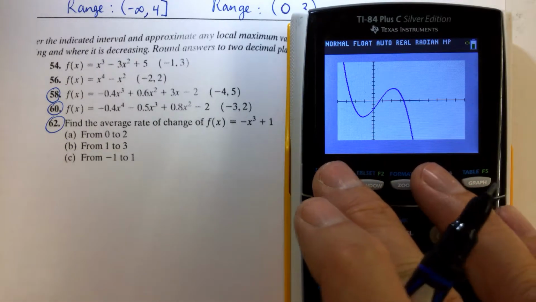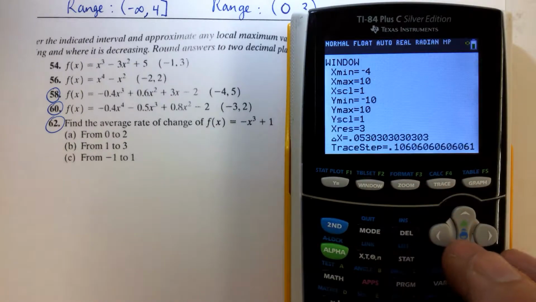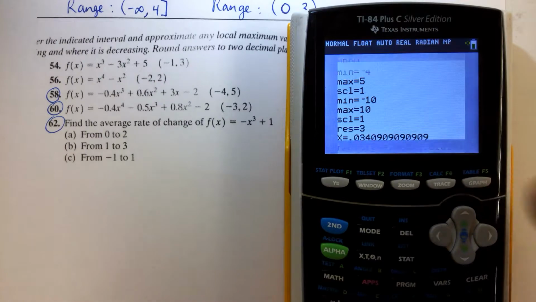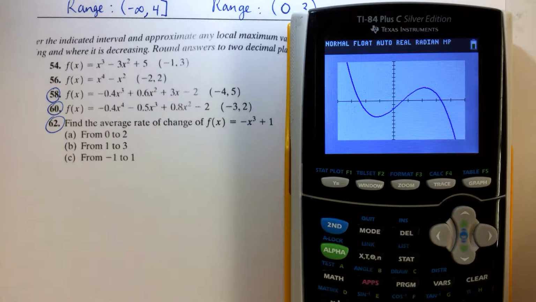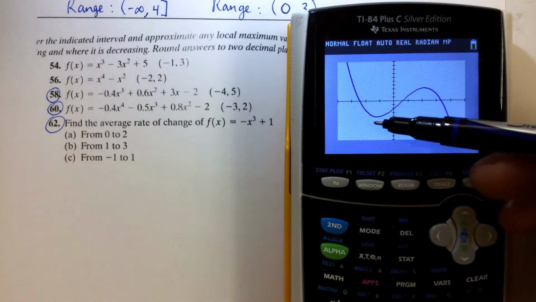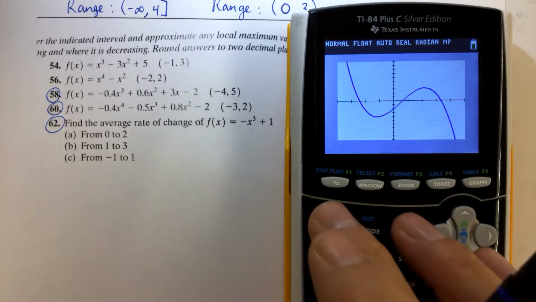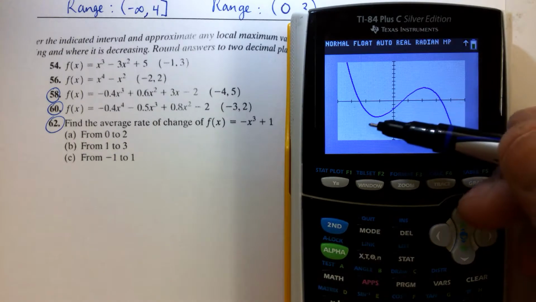I did something wrong, didn't I? Window, -4 to 5, I meant to put a 5 there. My bad on that. So from -4 to 5, we see the function. We can clearly see we have a local minimum over here in the third quadrant and a local maximum in the first quadrant. So let's go ahead and find the coordinates of the local minimum here.